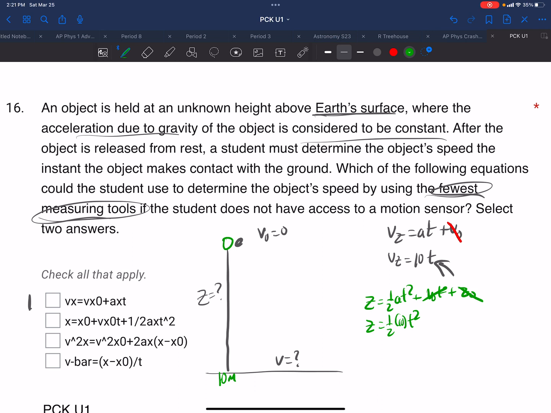Now what this is going to do for us, if we measure the time, it's going to give us the position. And if we measure the position, it's not going to give us anything new, and it's not going to give us that final velocity. We have to use another equation to get it. So this one is out. We move to the next equation.